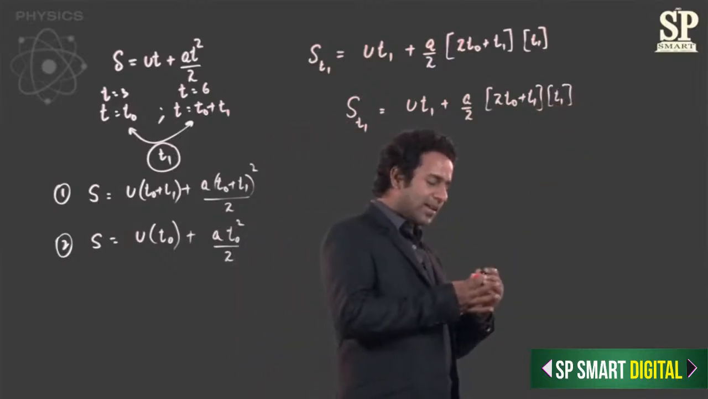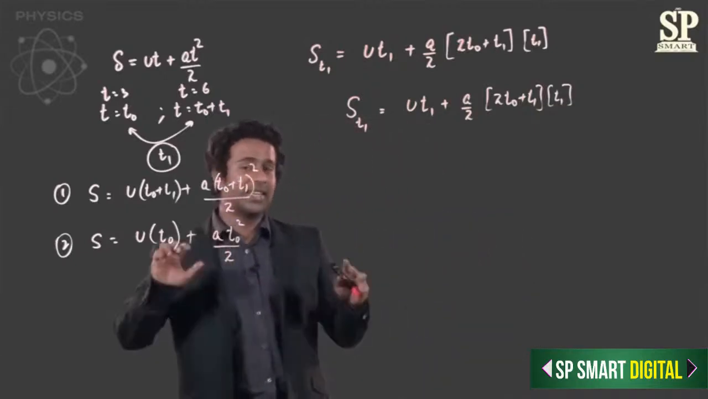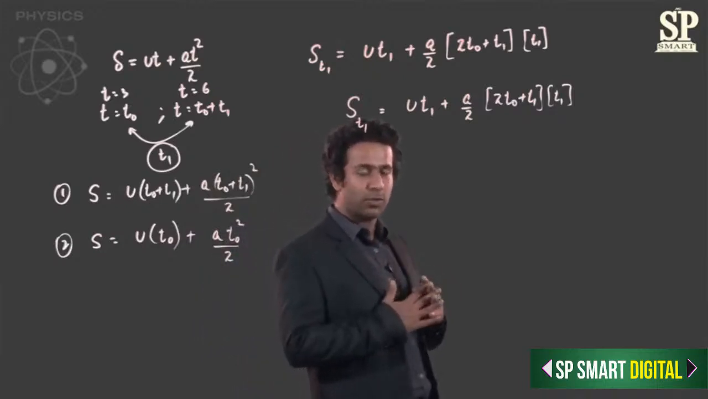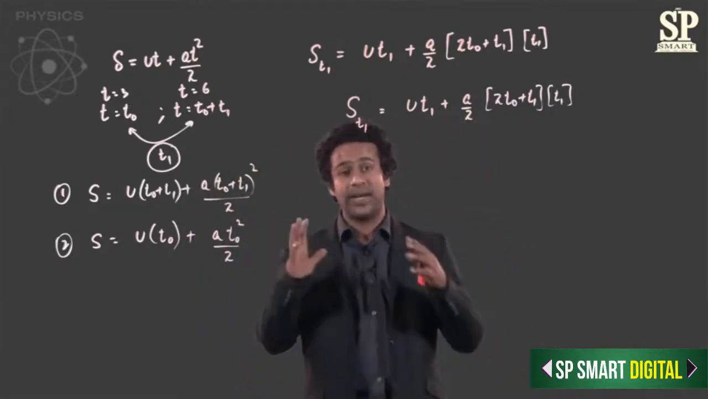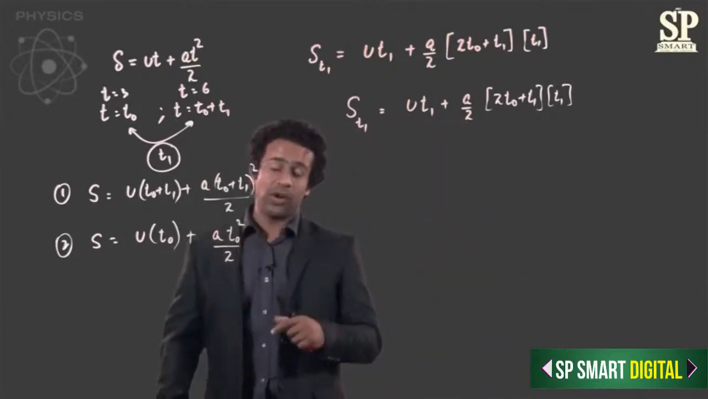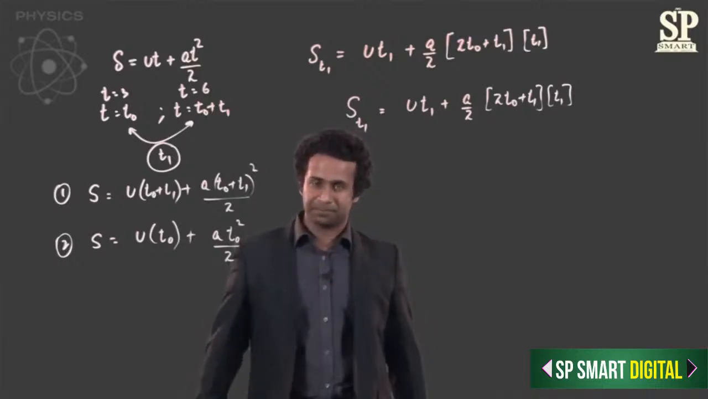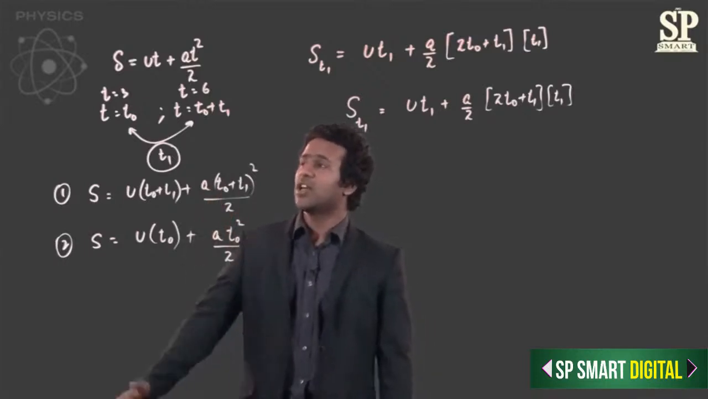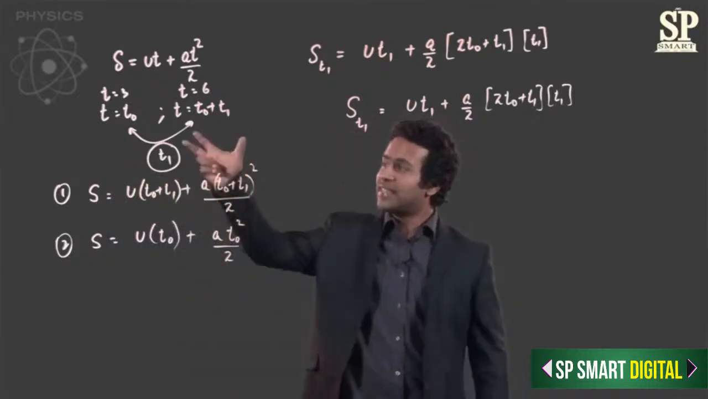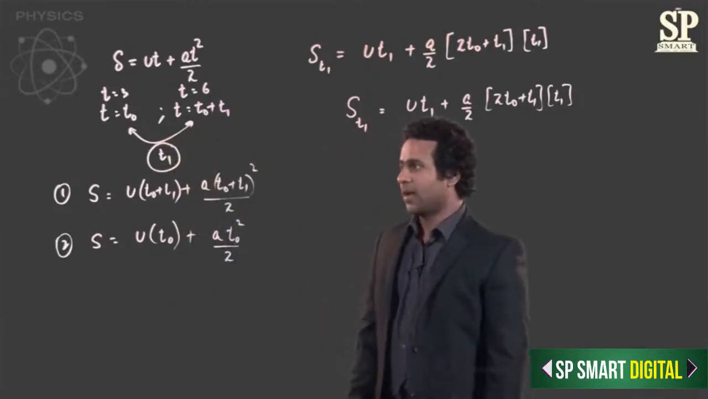So let me once again summarize what we have done so far. First of all, we saw the three equations of motion, and then we are now focusing on the second equation of motion, which gives us the relation between displacement and time. Additionally, we are now focused on finding displacement in a time interval which lies in between, as we took the case of time equal to t naught to t naught plus t1. So this basically indicates a time interval of t1 seconds, right?